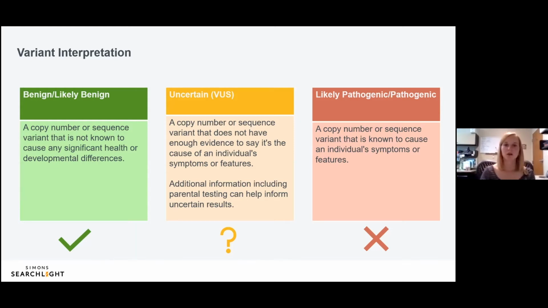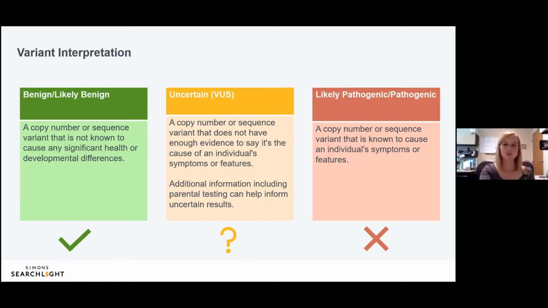On your lab reports, you'll likely see one of two classifications, either these uncertain variants, which we sometimes label VUS, standing for variant of uncertain significance, or you may see likely pathogenic or pathogenic. Starting with these pathogenic gene changes, these are variants that we have enough evidence to be confident that that gene change is likely a good explanation for somebody's medical and developmental differences. This means that we found our genetic answer.